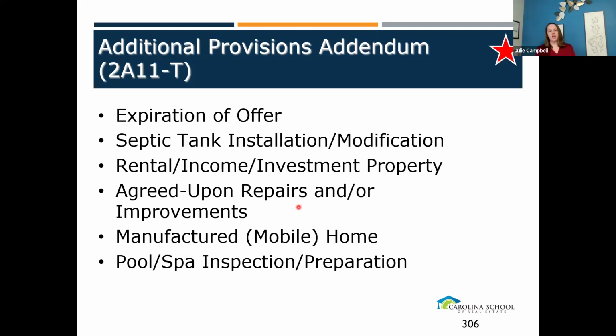If there is a manufactured or a mobile home on the property that will convey, we need to get some information about that, like the VIN number, for example. And then if there's an outdoor pool or spa that needs to be inspected, for example, this time of year, if your buyer's buying a home with a pool in February, it's probably been winterized. So in order to have it inspected, it's got to be unwinterized, inspected, and then re-winterized. So whose cost is that on? That's all negotiable, and that's part of our additional provisions addendum.